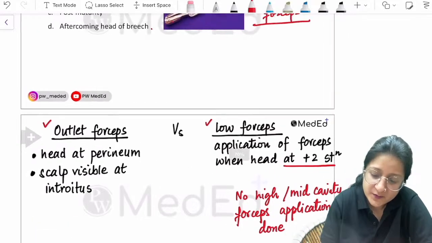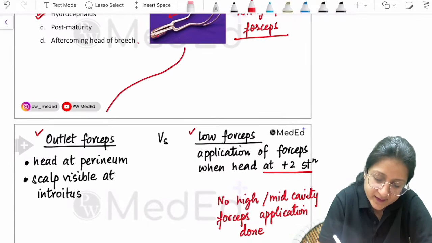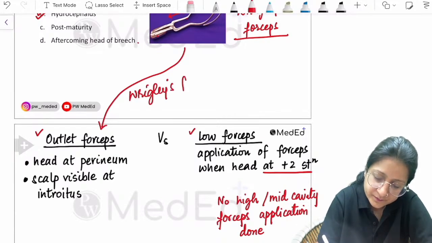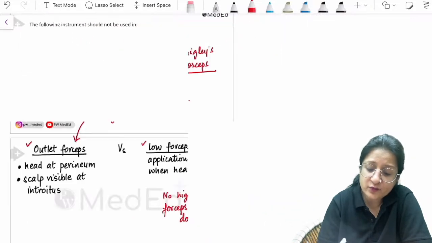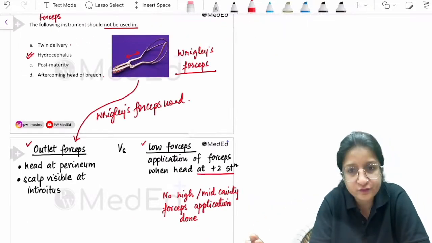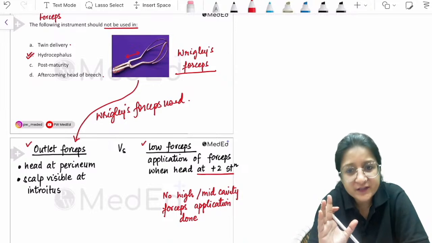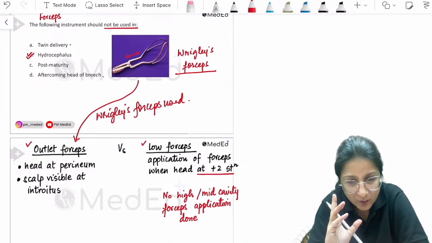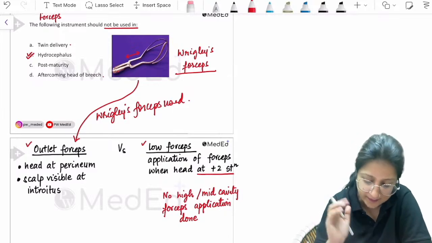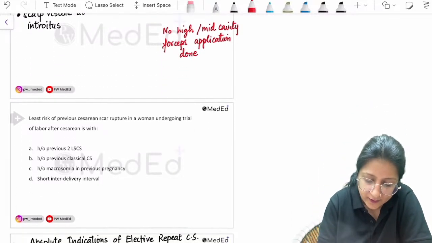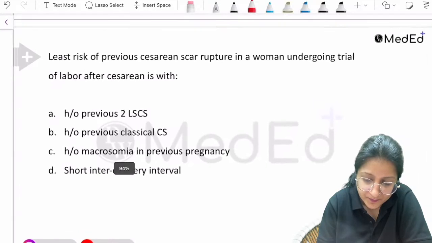For outlet forceps, we generally use Wrigley's forceps. That's why Wrigley's forceps are sometimes also called outlet forceps. But outlet forceps technically refers to the application, at which point in time the forceps were applied. Keep that in mind. Now let's have a look at the next question.